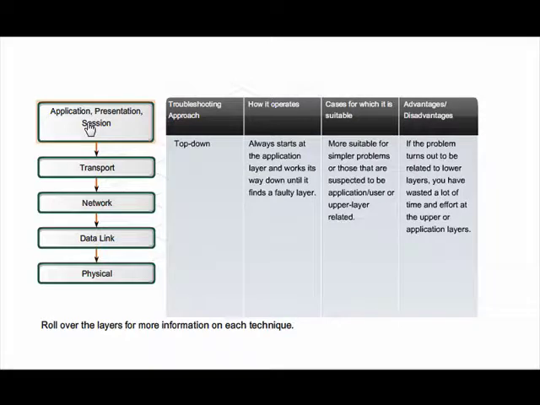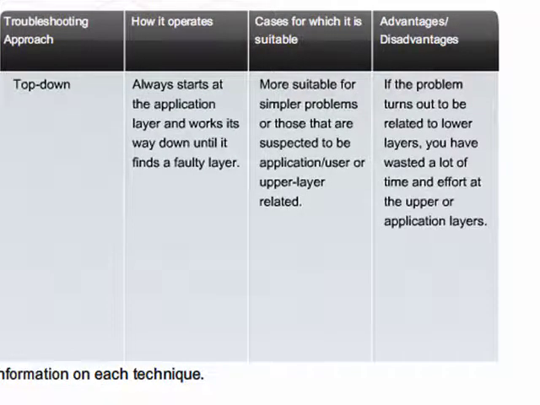As the name suggests, the top-down approach starts with the application layer and works down until the problem is found. Using this technique, for example, you might check to see if all network applications are failing or just one. Can the user send email but not access web pages? The answer to these questions gives you information to inform your next step.